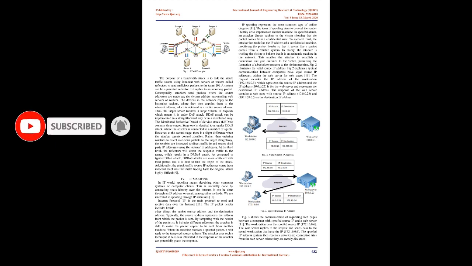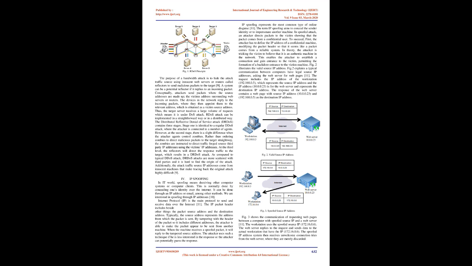As compared to a typical DoS attack, DDoS attacks are more scattered with third parties and it is hard to find the origin of the attack. Additionally, the attack traffic source IP addresses come from innocent machines that make tracing back the original attack highly difficult.